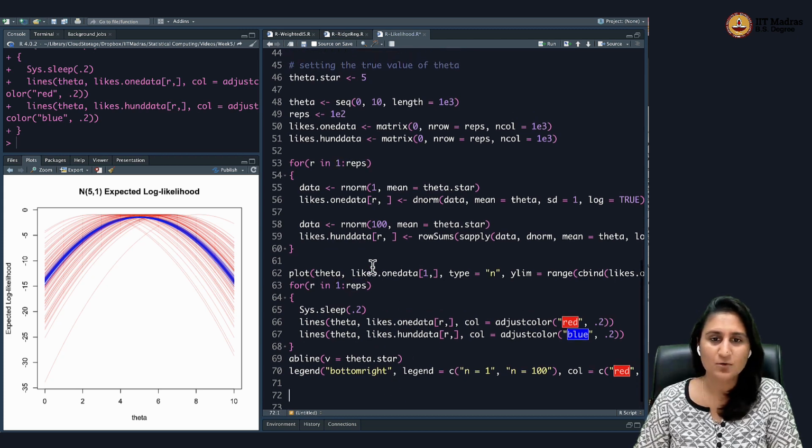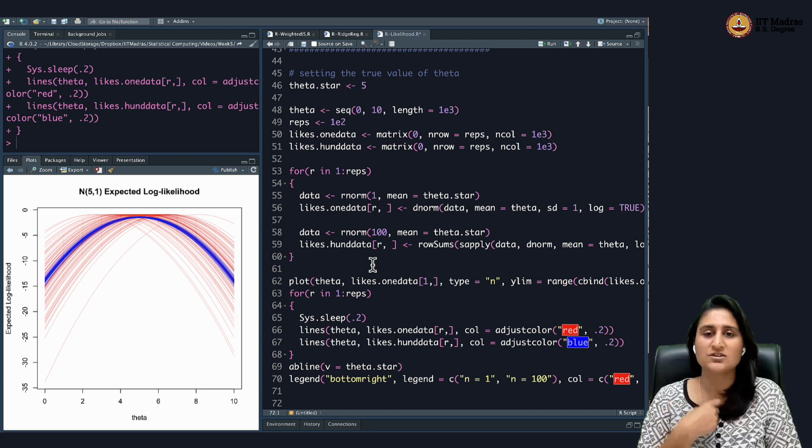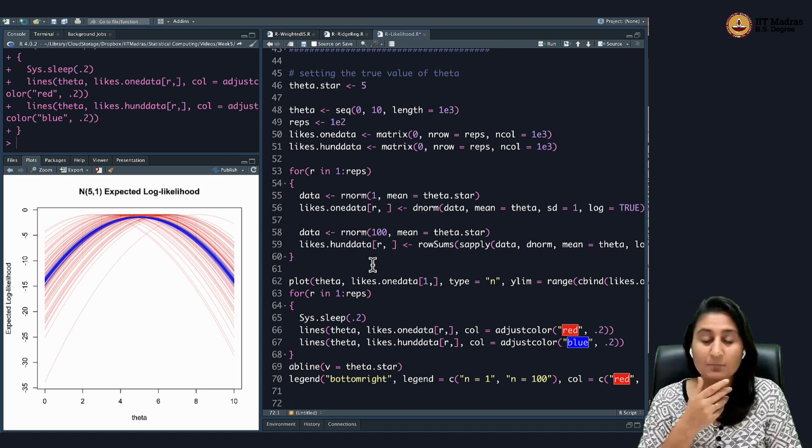Again, play around with this code and you can also try changing it. So here we're using the normal distribution. You can try changing this to, let's say, the gamma distribution or the exponential distribution, etc. And try and see how the likelihood function changes as a function of, let's say, the number of data points, and so on.